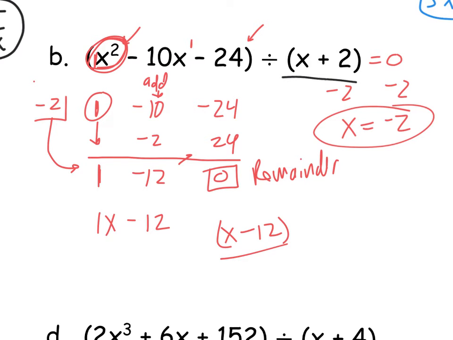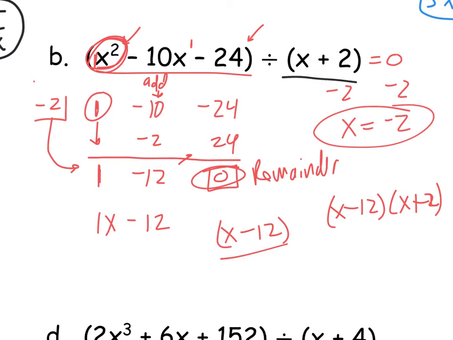Now the significance of that, because the remainder is 0, if I take x minus 12, my answer, and multiply it by x plus 2, we should get the x squared minus 10x minus 24.